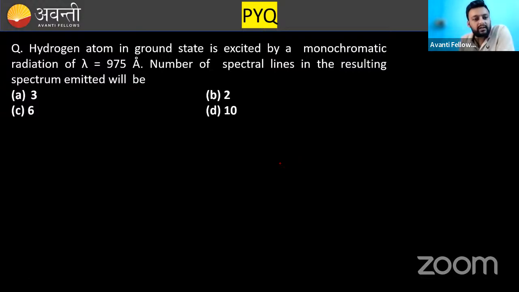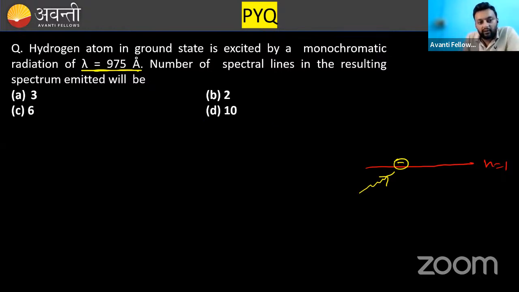Okay. Question says, hydrogen atom in ground state is excited by a monochromatic radiation of wavelength 975 angstrom. This is the electron in ground state, n equals 1. There is the electron. Some extra energy is given to it, and this extra radiation has a wavelength of 975 angstrom.